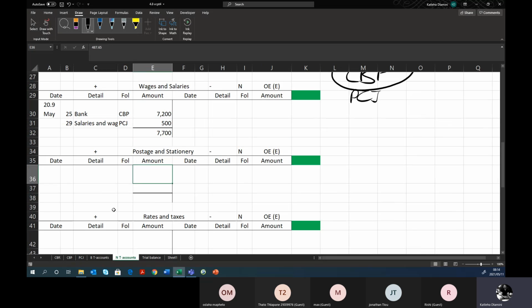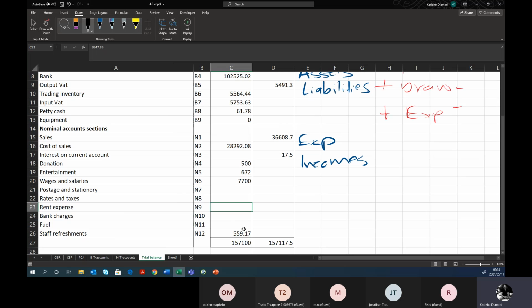Let's go over here. Postage and stationery, there you have it. 487.65, contra account is bank. Petty cash 119. Total amount of your postage and stationery is 606 Rand. Go to my trial balance.